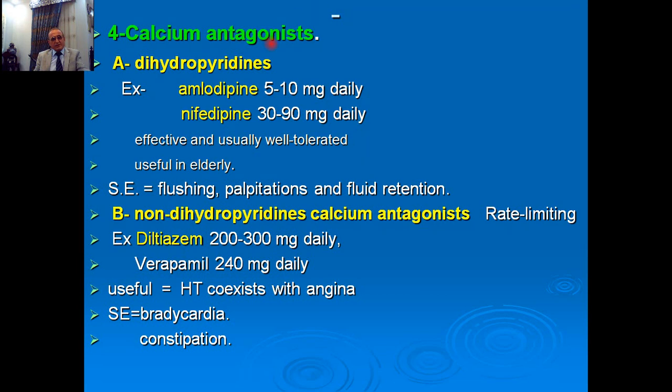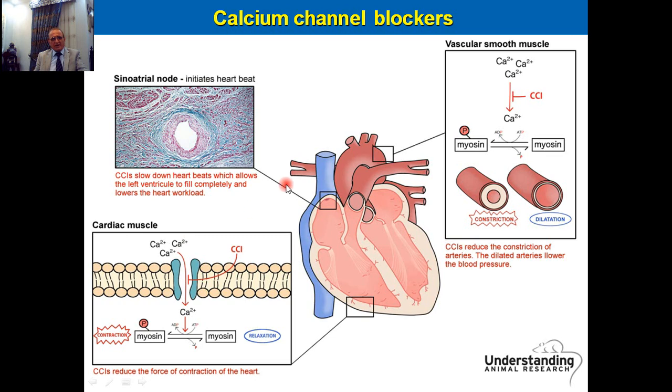The other group is calcium channel blockers. You have two chemical groups, dihydropyridine, which is amlodipine and nifedipine. These are long-acting, cause flushing, palpitation, and fluid retention. And the non-dihydropyridine calcium channel blockers, diltiazem and verapamil, are useful when hypertension coexists with angina, but they do cause bradycardia and constipation. And I will tell you what calcium channel blockers are.